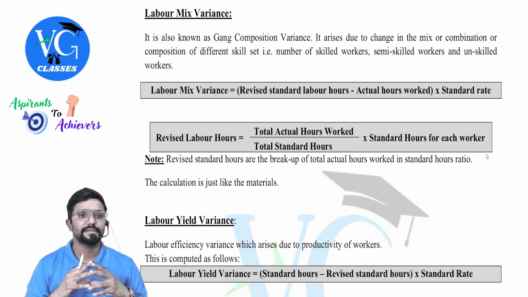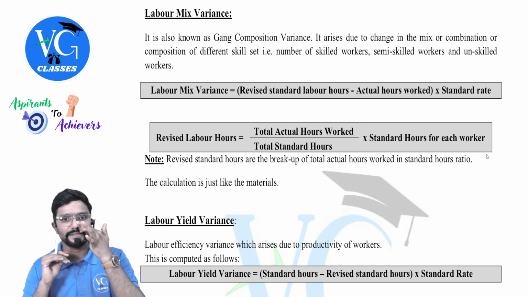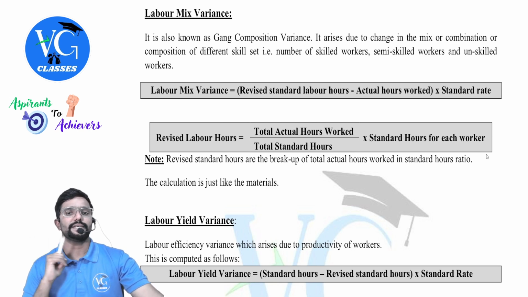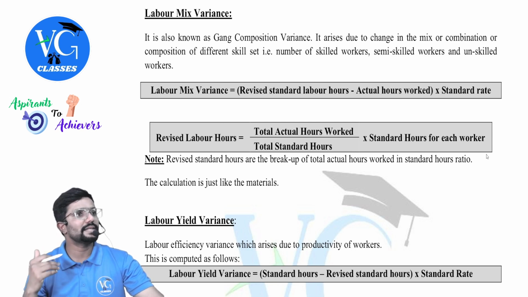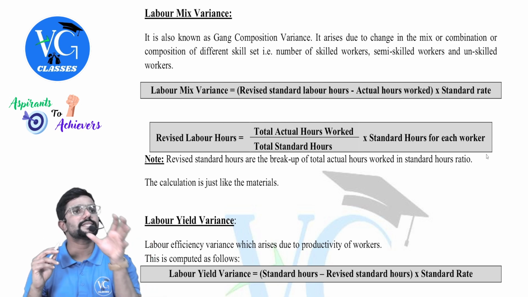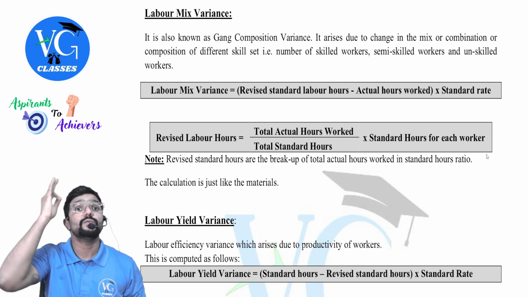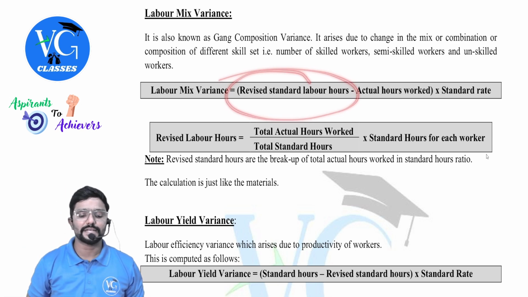Labor mix variance is also known as gang composition variance. Gang means a group of workers. It arises due to change in the mix or combination or composition of different skill sets, that is, the number of skilled, semi-skilled and unskilled workers. The formula is revised standard hours minus actual hours into standard rate. What is this revised standard hours?